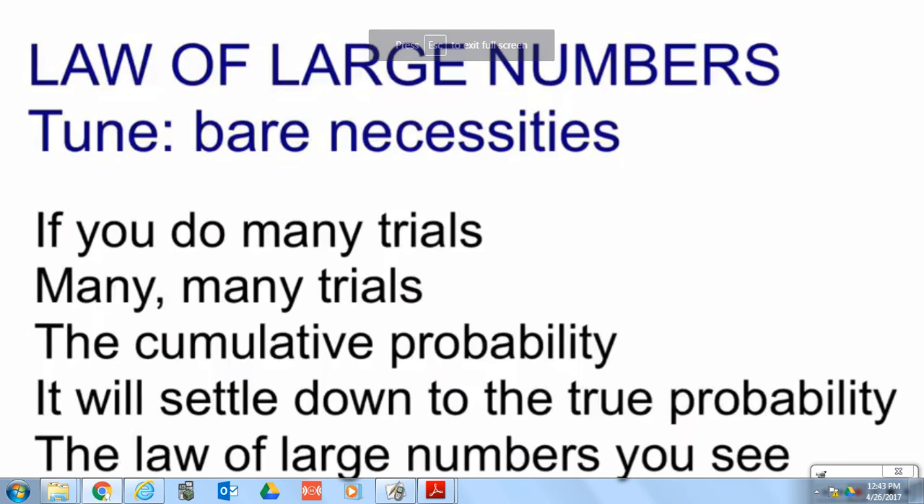If you do many trials, many trials, the cumulative probability, it will settle down to the true probability, the law of large numbers you see.